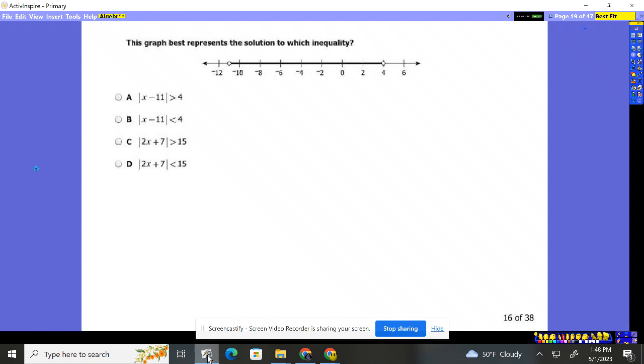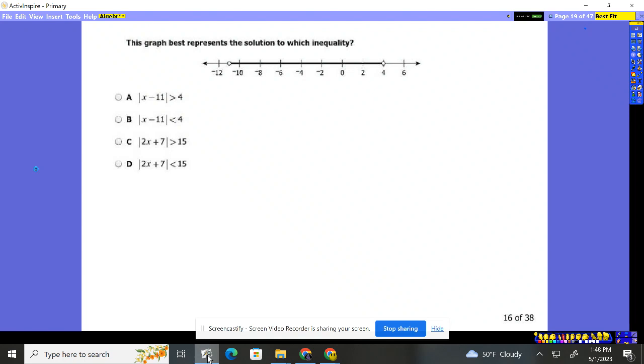Right, number 16, and it gives us a graph, and it says this graph best represents the solution to which inequality. We have all these inequalities with absolute values. Now, we could go and do each one of these and see which of these is the solution set. However, let's do a little bit of thinking first.